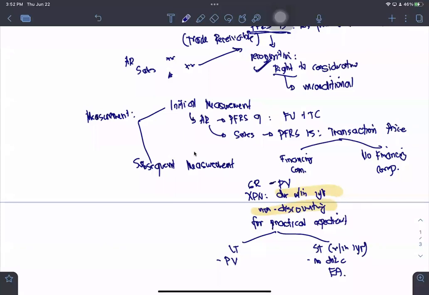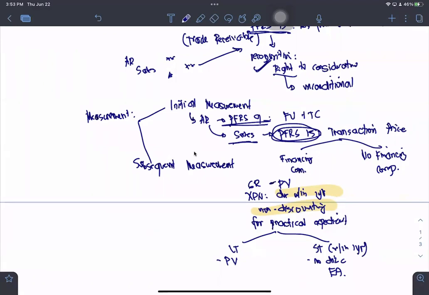I hope we are clear as to the measurement if there is a financing component under PFRS 15. Take note, whenever the AR is connected to your sales, you measure it in accordance with PFRS 15. But if that receivable is not connected to the sale, you measure it in accordance with the measurement laid down under PFRS 9. Now, under PFRS 15, we measure it in accordance with its transaction price. But what really is the transaction price? You need to know whether there is a financing component or no financing component. If there is a financing component and it is long-term, we measure it at present value.